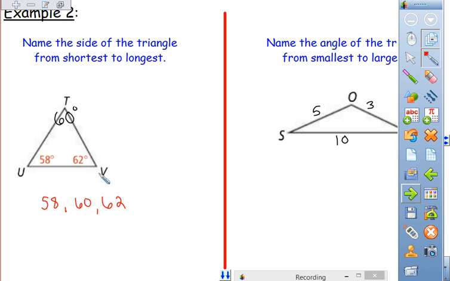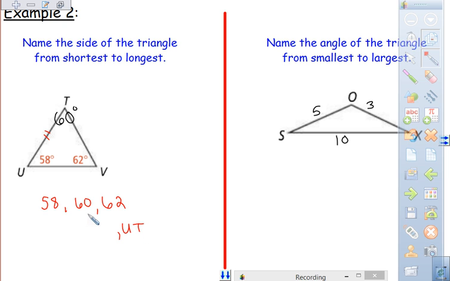So what that means is the biggest angle is 62, so then the side opposite has to be the biggest. So that's going to be UT. Then opposite of 60 is UV, and opposite the smallest angle is TV. So if we put the angles in order, then if we put the sides opposite them in order, they will go from shortest to longest. And notice how I don't have the segment bar on top, because when I write it like this, that actually stands for the length from T to V.